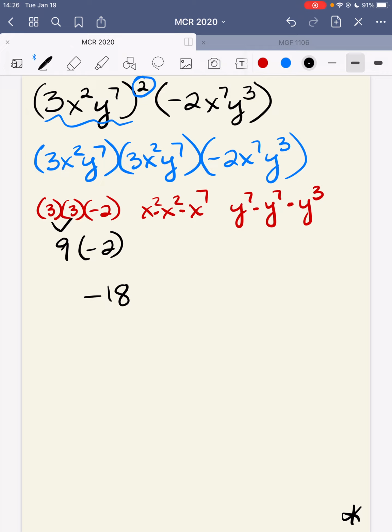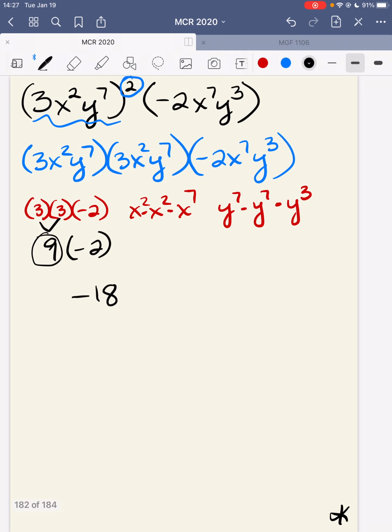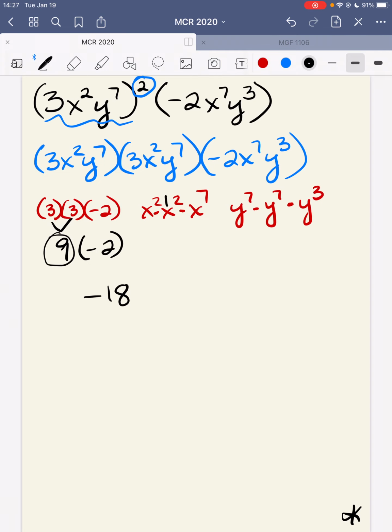Okay. Now notice that my exponent of 2 gave me a positive result here, but there wasn't a negative on the inside. x to the 2 plus 2 is x to the 4. 4 plus 7 will give me x to the 11. y to the 7 plus 7 is 14. 14 plus 3 is 17.